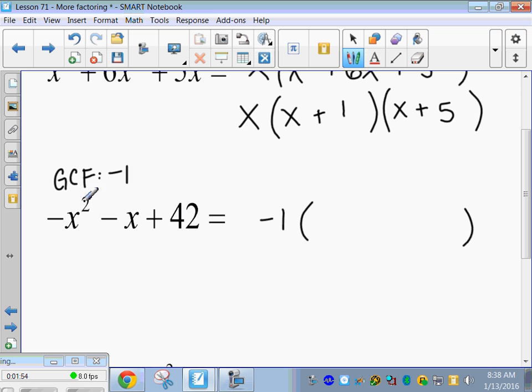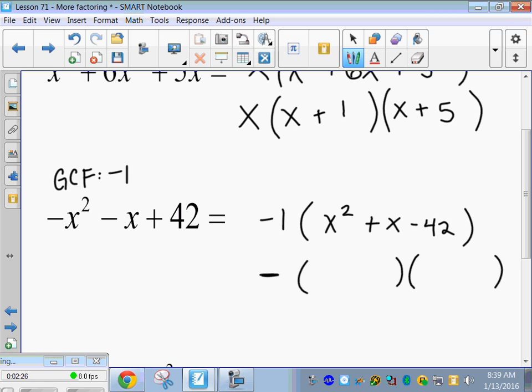So I'm taking a negative out from the x squared. That gives me positive x squared because it was negative. And then I'm taking a negative out also from the middle term. So what's that going to be? Plus x. And then I'm taking a negative out from this 42. What's that going to make this? A negative 42. Good. All right, the -1 stays in front. You don't actually have to put a 1. You can just put a negative sign. It's the same thing, either way.